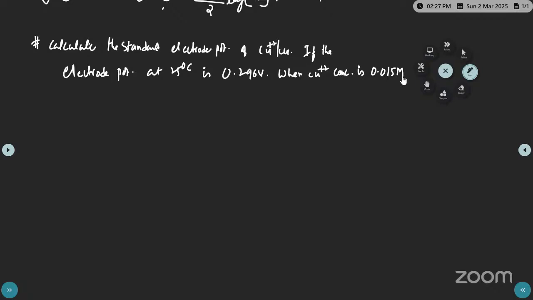And based on the Nernst equation, you have to calculate the electrode potential. So ఏం అడుగుతున్నాడు? Calculate standard electrode potential అడుగుతున్నాడు.